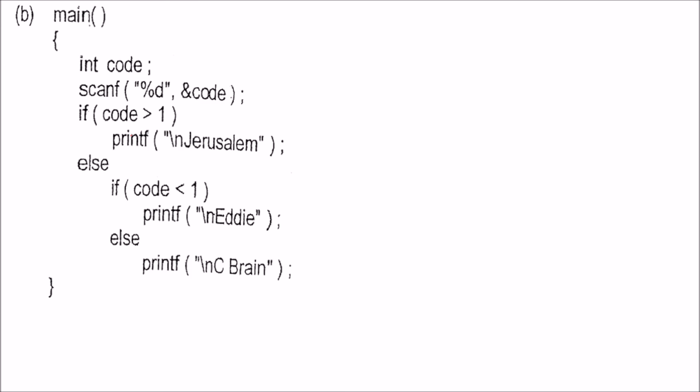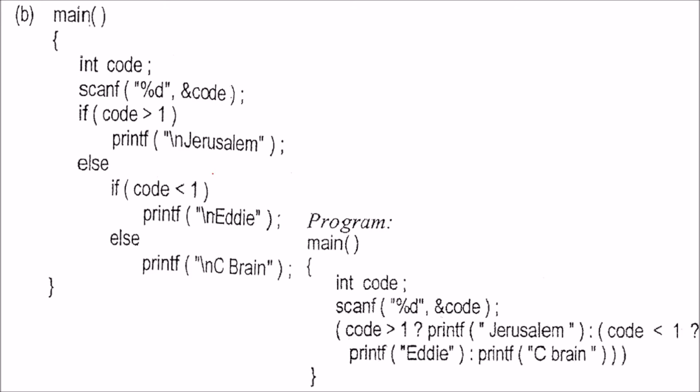We'll take one more example. See, this is the example of nested. We can say you are nesting the conditional operator. So how is it going to be? See, we'll give the codes. This will remain the same.